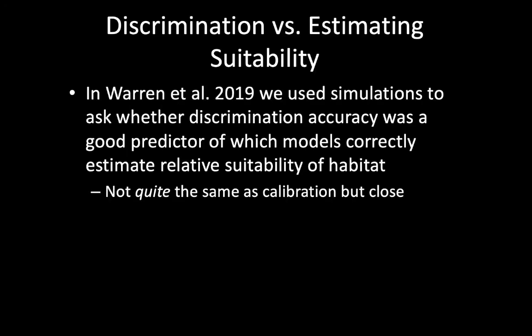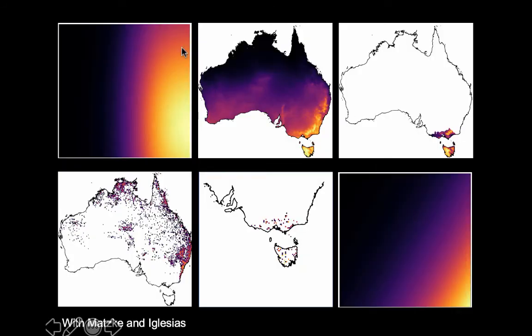So I had a paper that just came out last year. It was me and Nick Matsky and Teresa Iglesias, where we didn't actually measure calibration directly. This is a simulation study, so we could measure the correlation between the model and the true suitability of habitat, which is a little more precise than calibration, but very closely related. So we asked whether a model that has good discrimination accuracy is actually good at making continuous estimates of habitat suitability. So again, this is not quite the same as calibration, but it's very close. We did simulations exactly like the ones I just showed you, and we built models using a bunch of different algorithms.